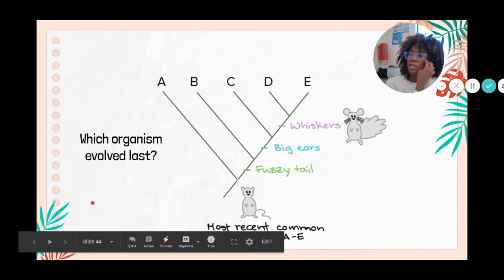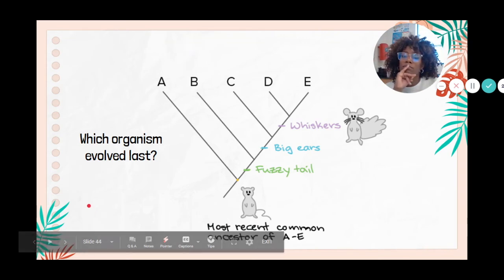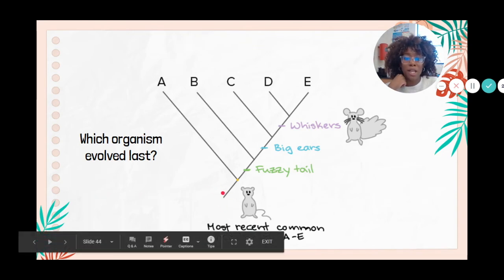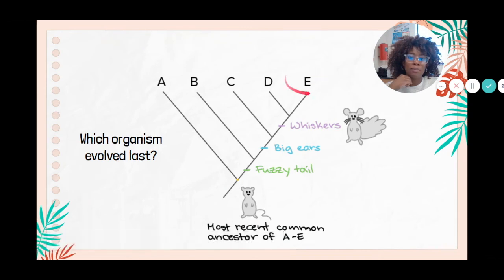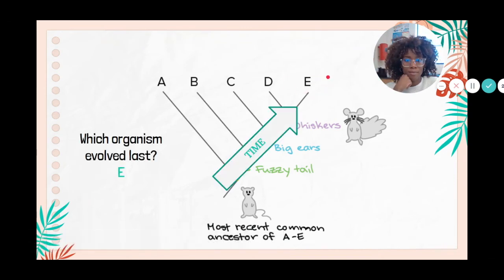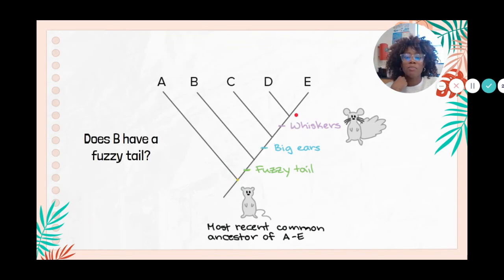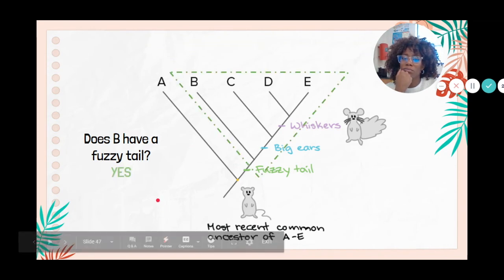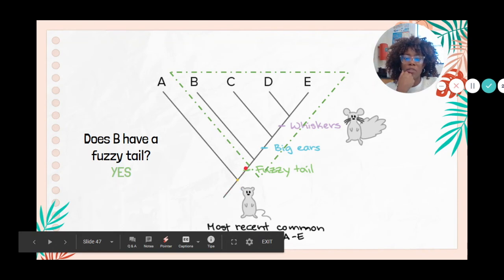Okay, which organism evolved last? So again, this is the beginning of time, and this is how time continues. So which organism evolved last? E. Does B have a fuzzy tail? Yes, it does. You pass fuzzy tail, and then you pass B. So B is included in the fuzzy tail.